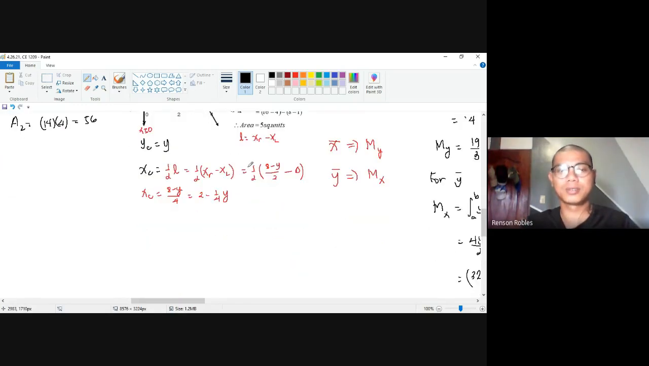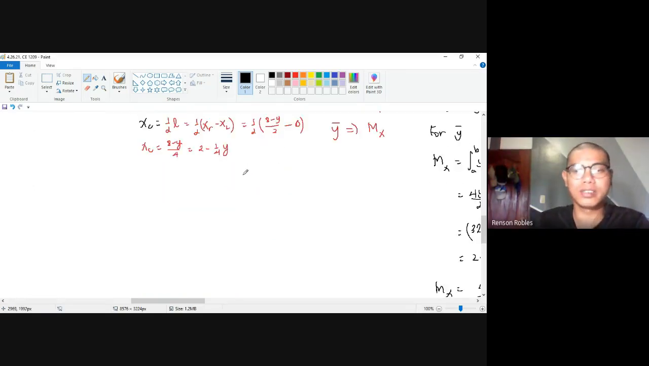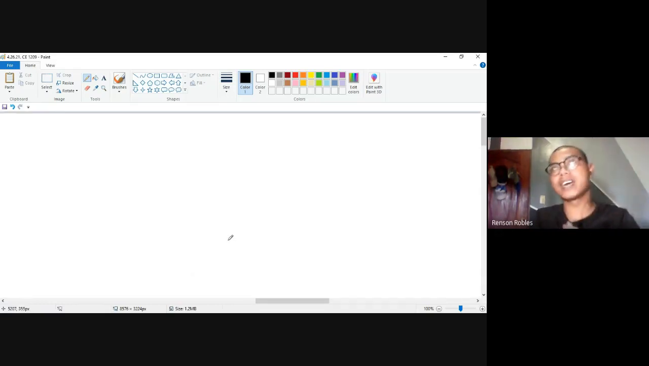So, let's generalize it. You look at the figure. When it is lying down, if you take an element horizontal and touching the y-axis, y_c is y, x_c is 1/2 of L. This is our generalization so it's easier to remember, because it's not always 1/2 of L. It is 1/2 of L only when it touches the y-axis.